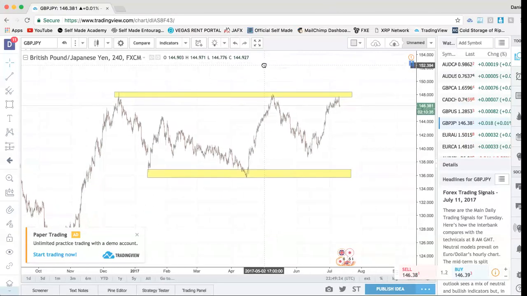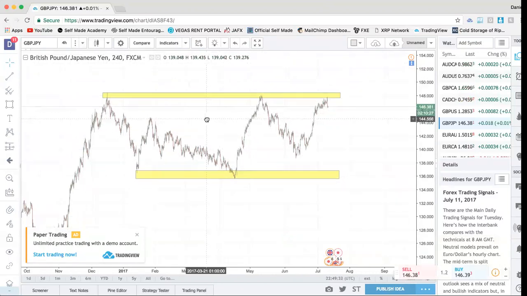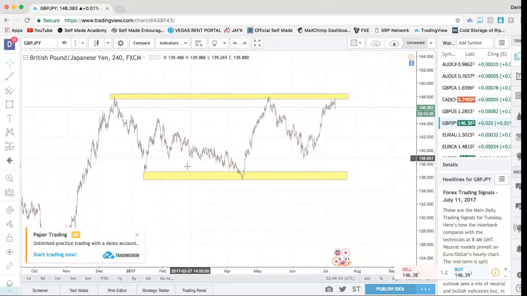So next thing is we're going to be looking at the waves of it, okay? So we have our support and resistance, supply and demand zone. So I'm not expecting the market to go anywhere between here or here.